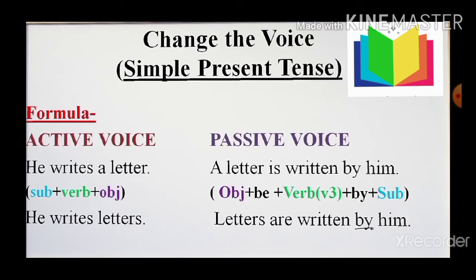We will see the next sentence in which the object is in plural form. He writes letters. Here letters is plural. Let's see its passive voice. Letters are written by him. Here, since letters is in plural form, we will use the helping verb are. Then third form of verb written will come.